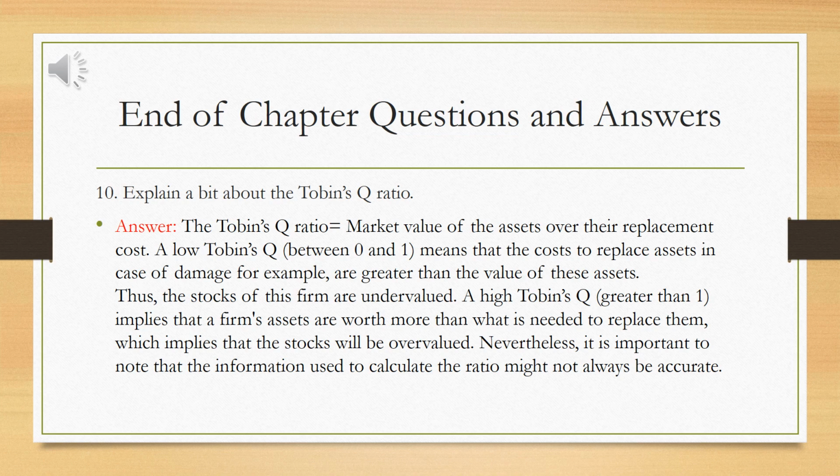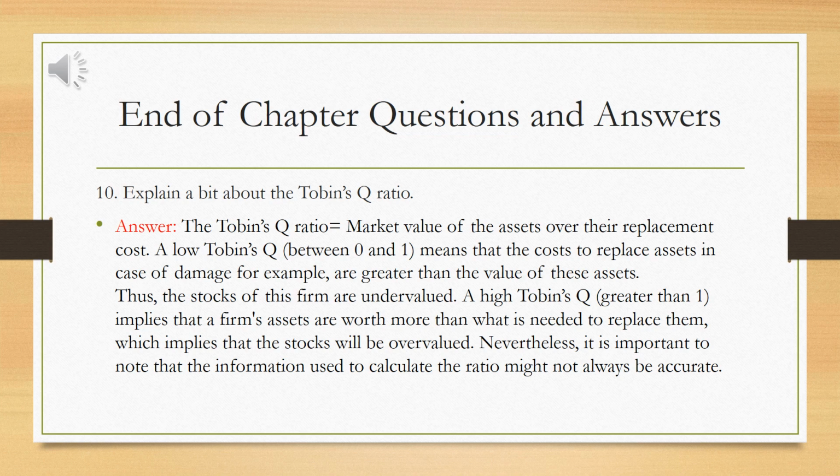Question number 10 requires us to explain a bit about the Tobin's Q ratio. The Tobin's Q ratio equals the market value of assets over the replacement cost of these assets. A low Tobin's Q, as in between 0 and 1, means that the cost to replace assets in case of damage, for example, is greater than the value of these assets. Thus, the stocks of this firm are undervalued.